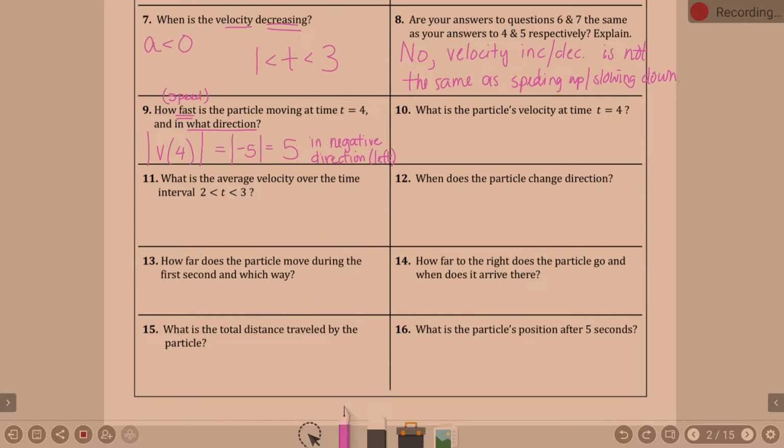Okay. What is the particle's velocity at time t equals 4? Negative 5. Okay, so this one is just v of 4 equals negative 5. And again, what does that negative value indicate? Same thing, right? A negative value still indicates moving left. But with velocity, you can give a negative answer. Okay.